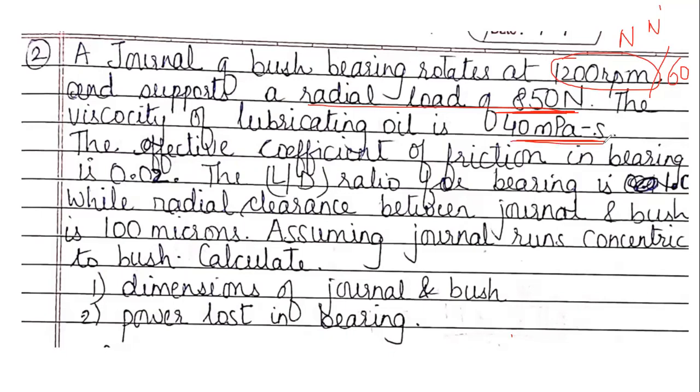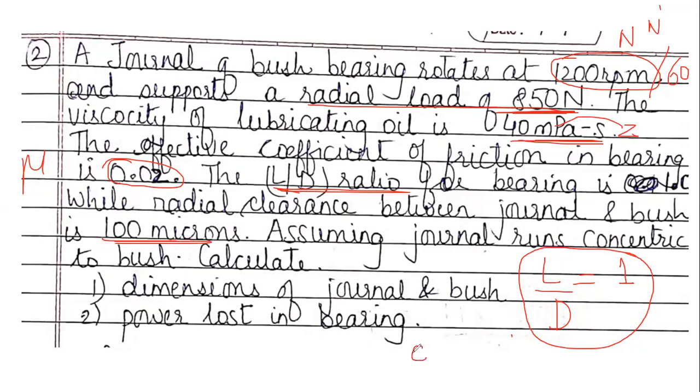Viscosity is given, megapascal second. Coefficient of friction is given, 0.02. So mu is given. Z is given. Viscosity means Z. Mu means coefficient of friction. L by D ratio. L upon D is equal to 1. Length of the bearing divided by diameter of the journal. That is given 1 to us. Radial clearance C, small c is given in microns. And we have to find out the required thing.